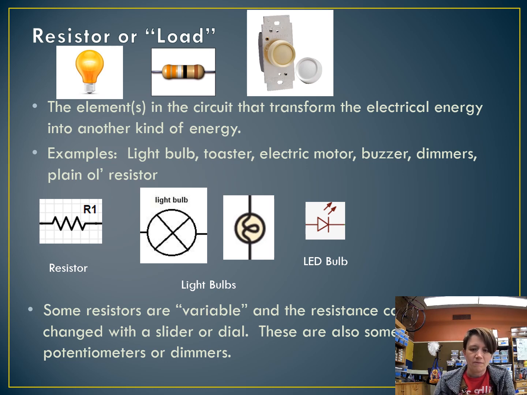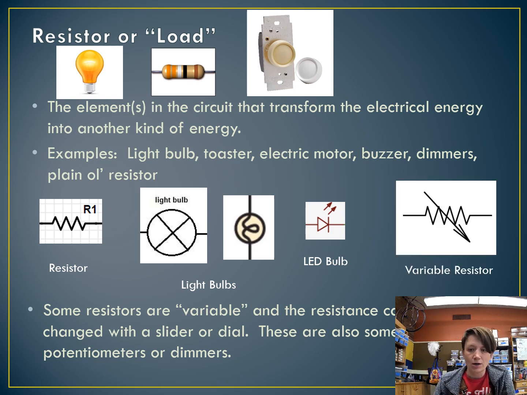Some resistors are called variable resistors, and these are resistors that you can actually adjust. You can change the resistance using some sort of slider or a dial. We'll talk about how those work specifically in a future lecture. Sometimes they are referred to in problems as potentiometers. That's probably the technical name for them, or sometimes just a dimmer switch. So any of those things mean basically a resistor whose value, whose resistance can be changed manually.